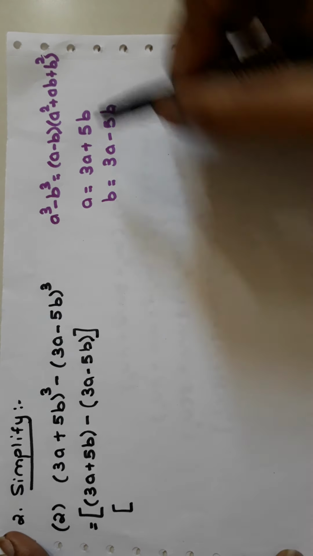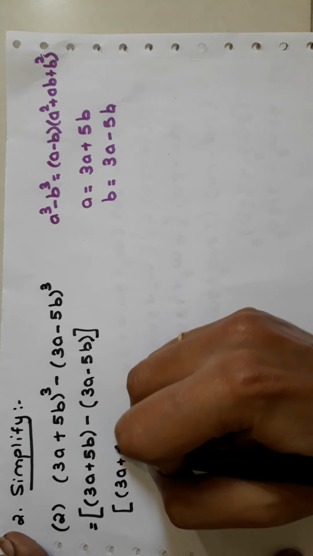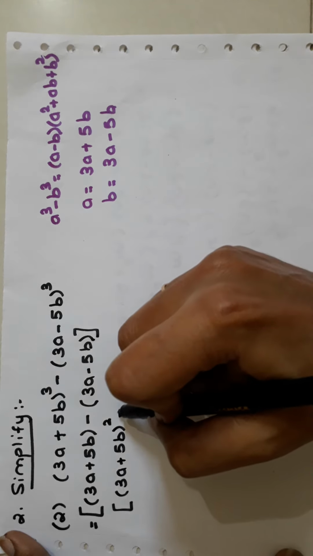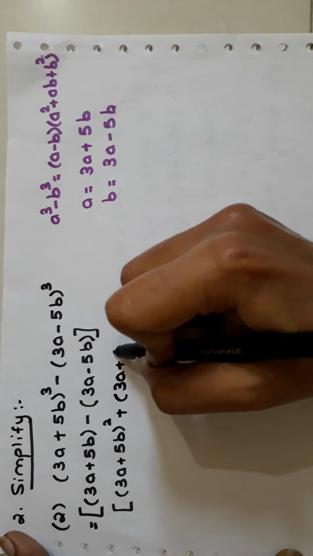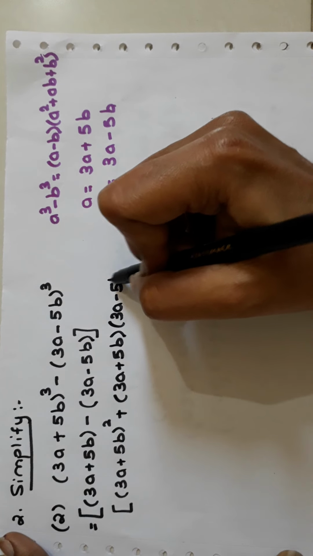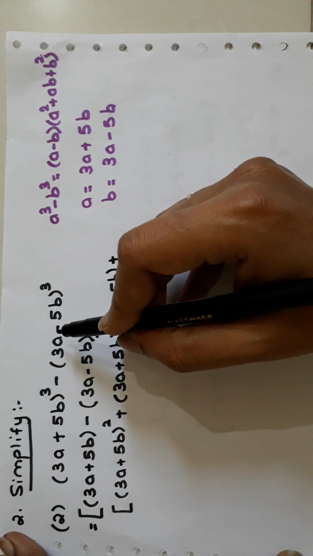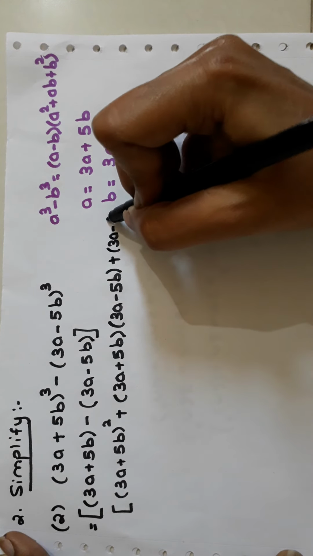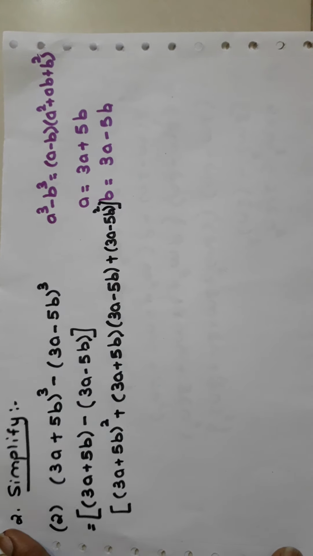Now for this term also, a square bracket, a square. a square means (3a plus 5b) the whole square plus a into b. (3a plus 5b) into (3a minus 5b) plus b square. Now b is 3a minus 5b. So (3a minus 5b) the whole square and this round bracket complete.